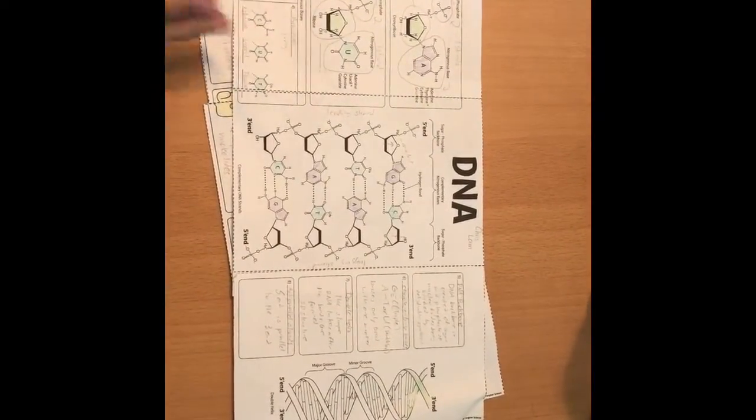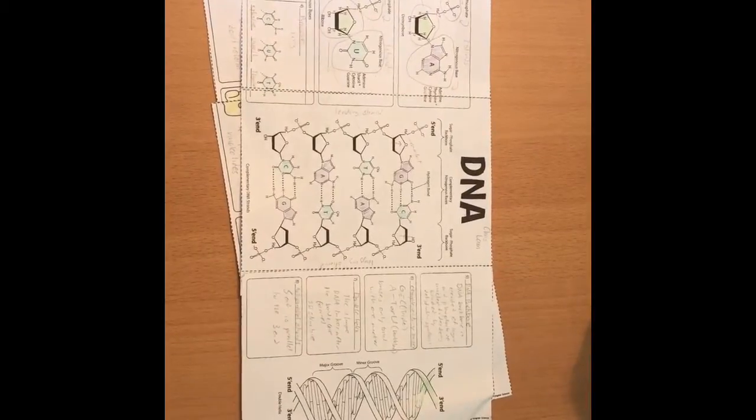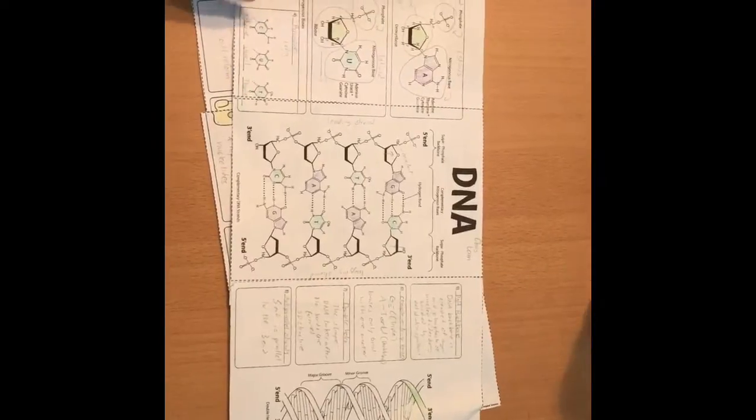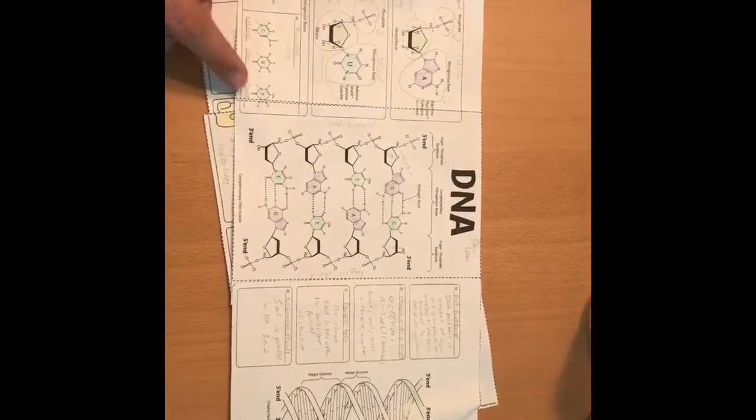And there are 2 categories of bases: purines, which have 2 rings, that's guanine and adenine, and pyrimidines, which only have 1 ring, and that's cytosine and thymine.